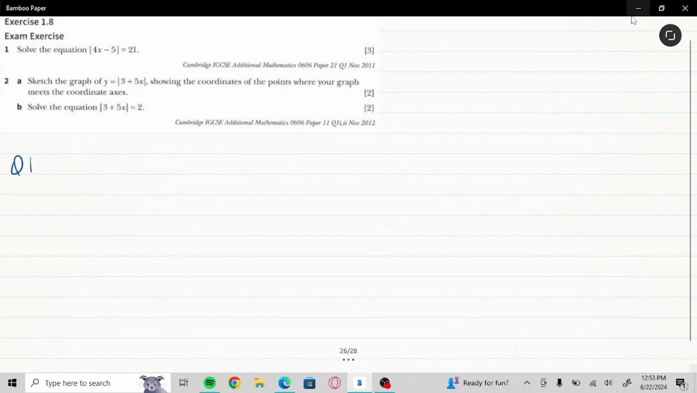For question number one, this came in November 2011. And what we have is: solve the equation |4x - 5| = 21.